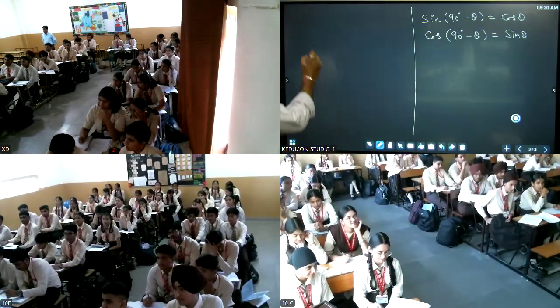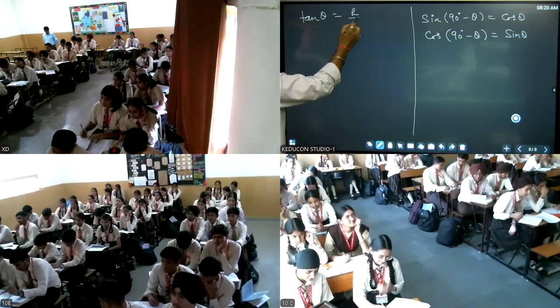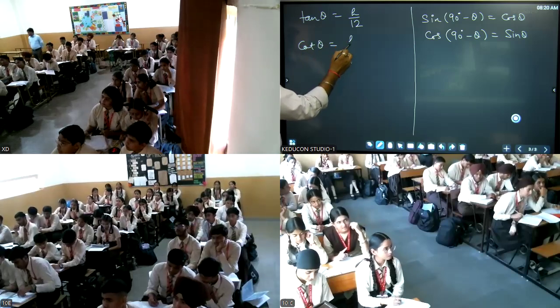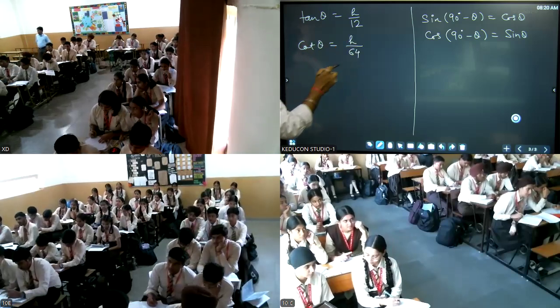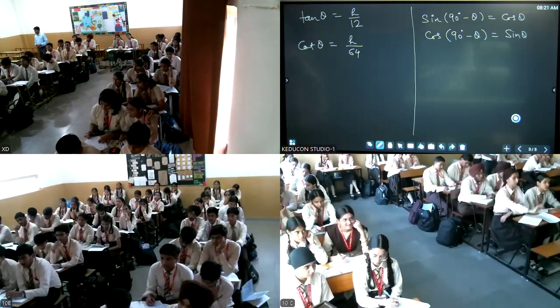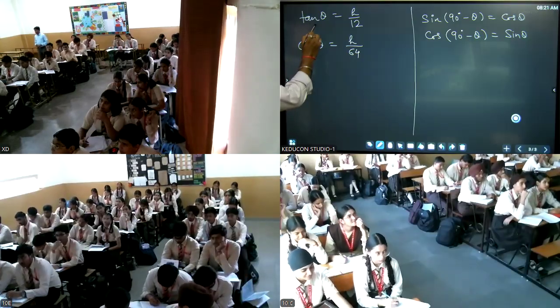Next step क्या हो जाएगा? Now first equation is tan theta is h by 12. Second is cot theta is, right? Is it clear? Is it clear or not? Now, yes.